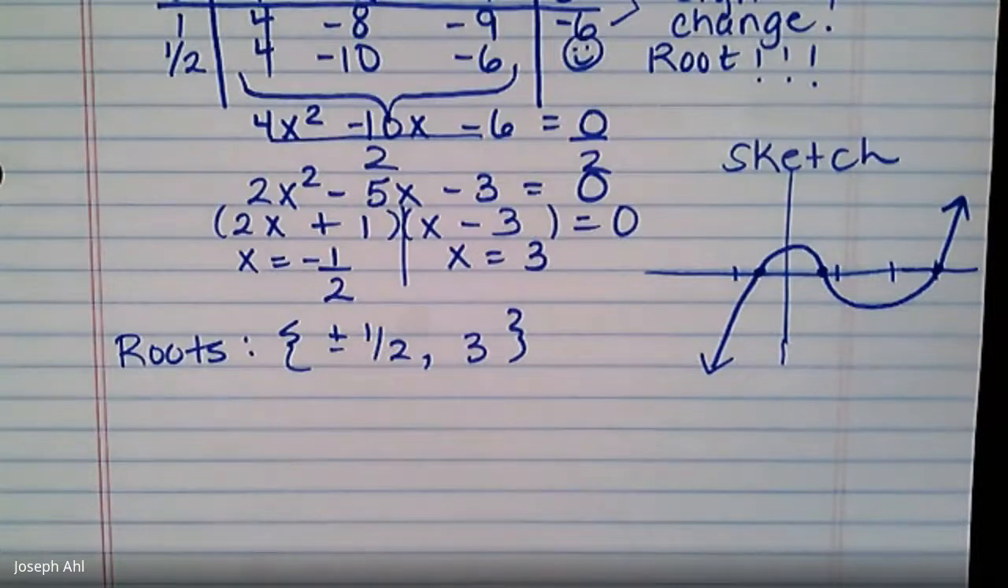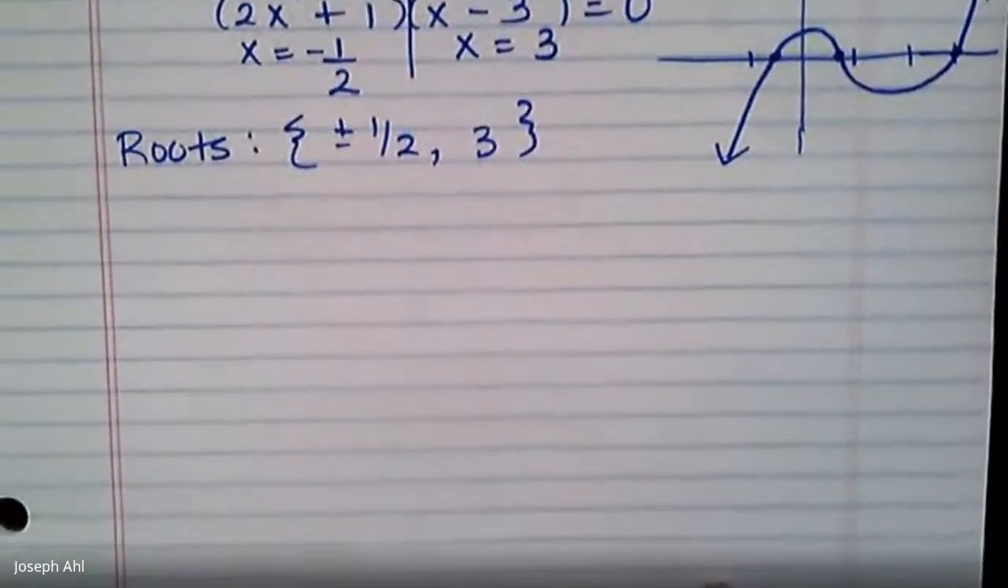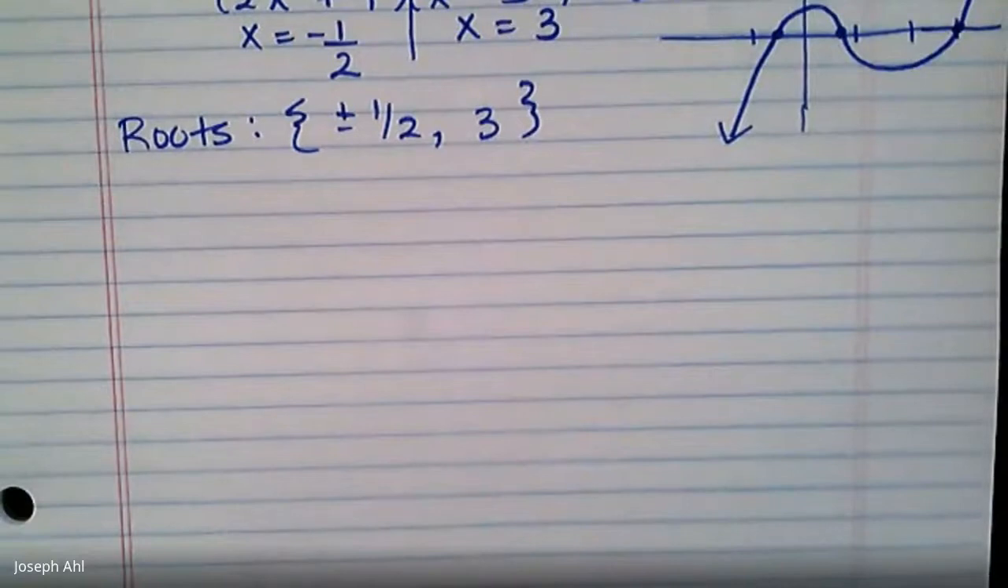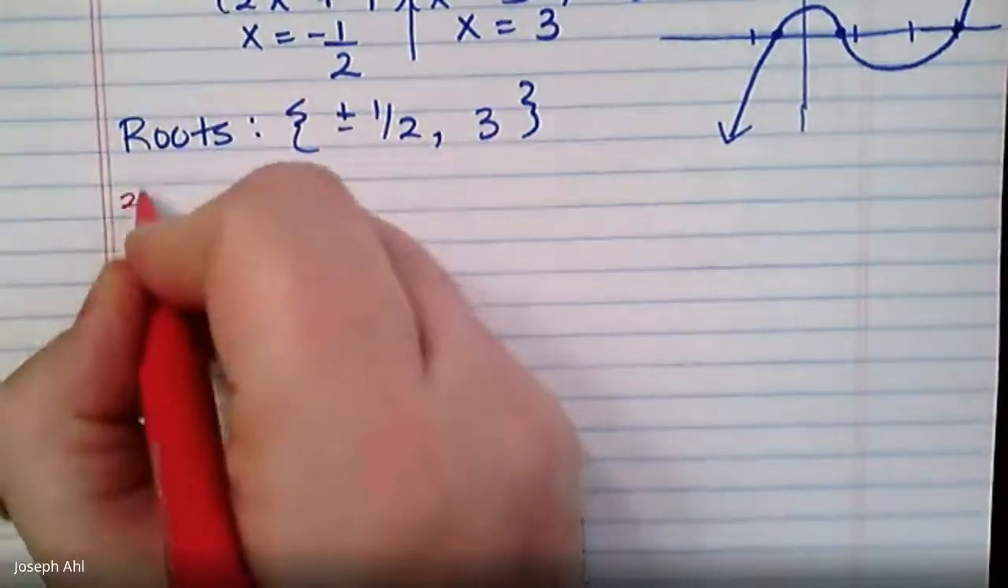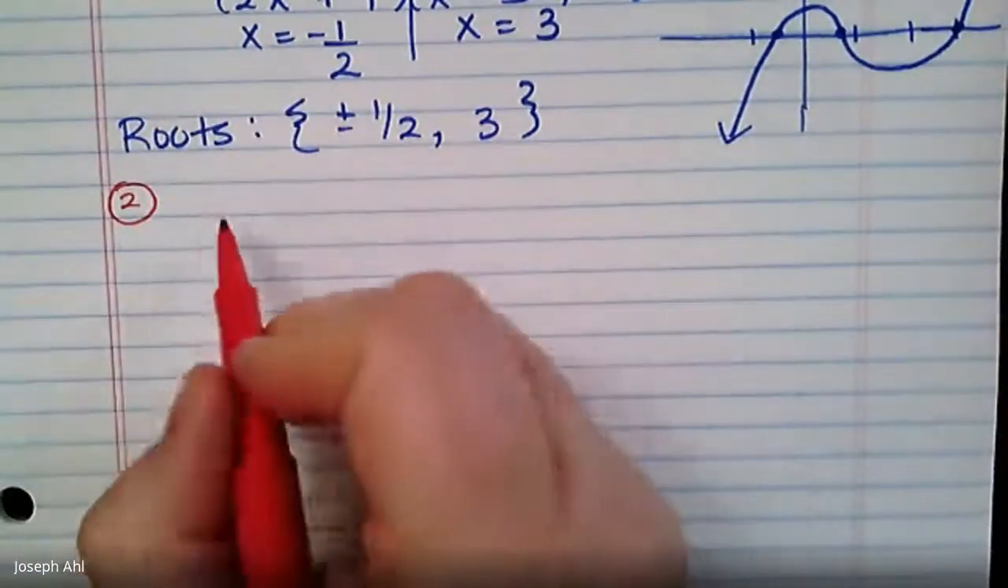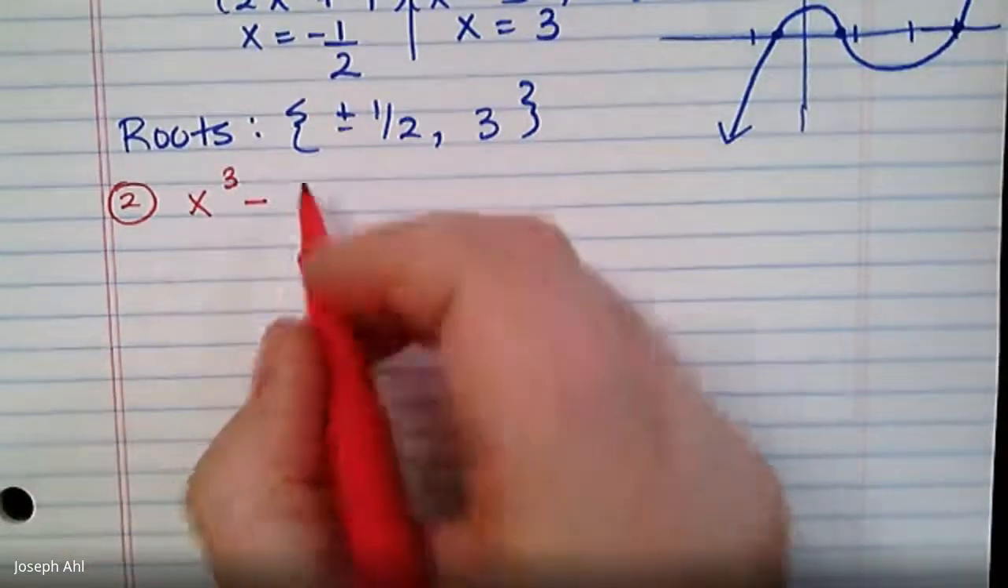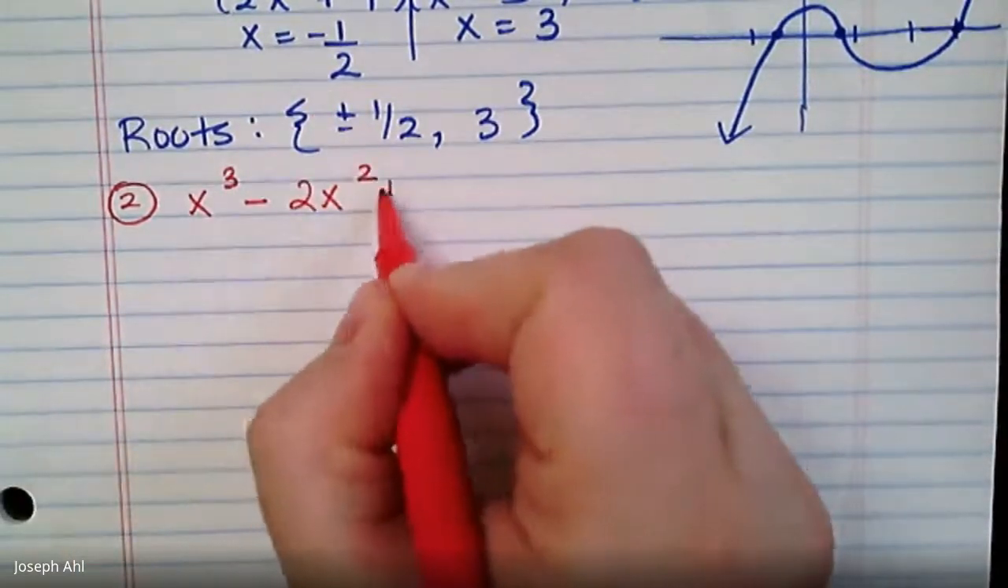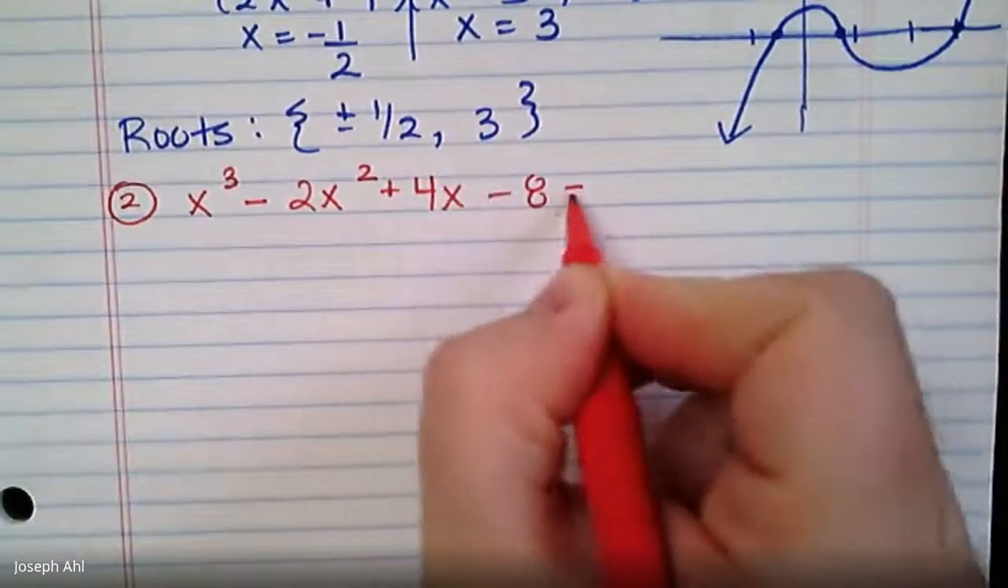So that being said, let's do one more example. If you want to challenge yourself, of course, you can hit pause and try this one on your own. But I'm going to try x cubed minus 2x squared plus 4x minus 8 equals 0.